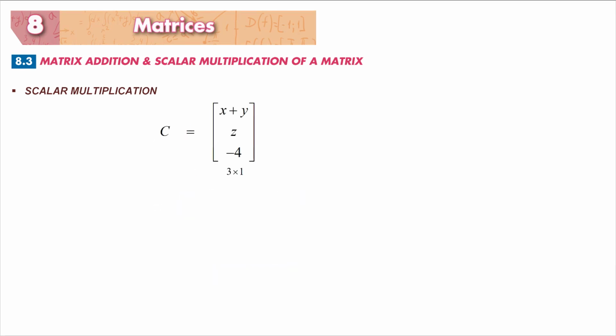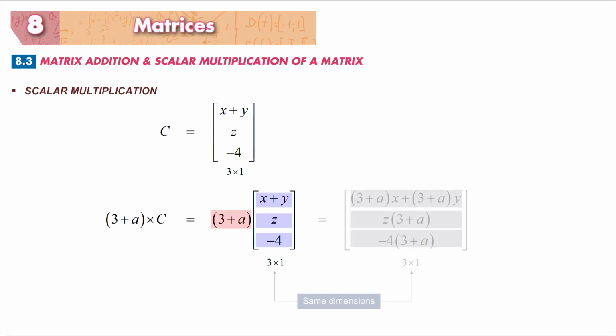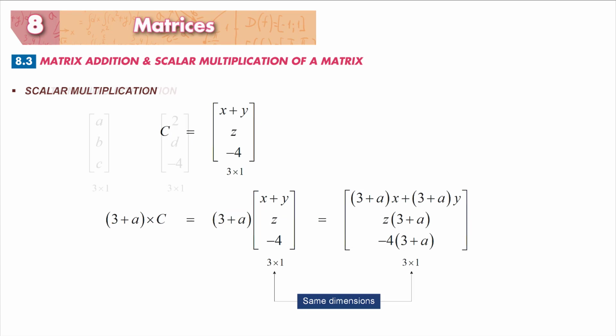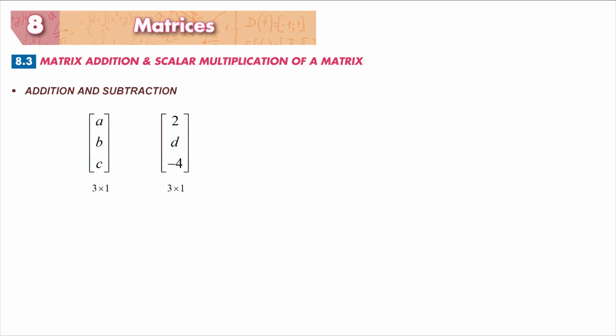We could also have variables and expressions inside matrices. Consider a 3 by 1 matrix called C, and have that multiplied with a scalar 3 plus A, where A is an unknown constant. Every element in matrix C should be multiplied with 3 plus A, resulting in a matrix of the same order. We could also add or subtract matrices, provided that their dimensions are the same.